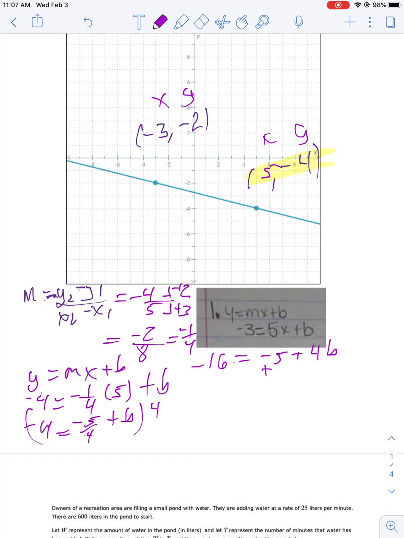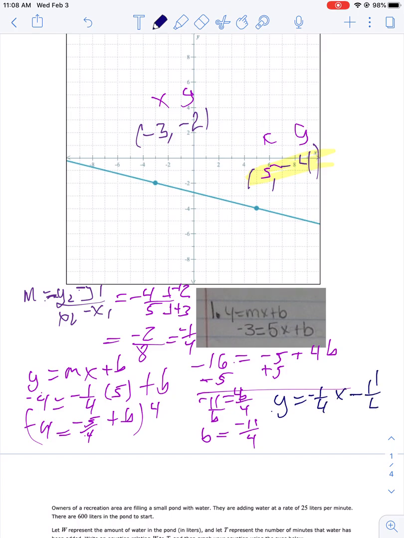We'll add 5 to both sides. And we get -11 equals 4b. Divide both sides by 4. B is going to be -11 over 4. So when we write our equation, it's going to be y equals -1/4 x minus 11 over 4. And there's your answer.